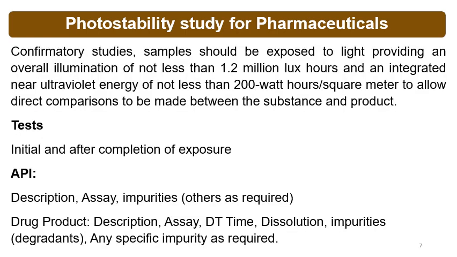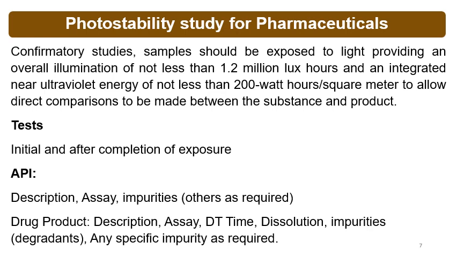Then for confirmatory studies, the sample should be exposed to light providing an overall illumination of not less than 1.2 million lux hours and an integrated near UV energy of not less than 200 watt hours per square meter, to allow direct comparisons to be made between the substance and the product. The sample should be tested before loading into the photostability chamber, that is called initial testing, and it is also required to be tested after completion of the exposure.